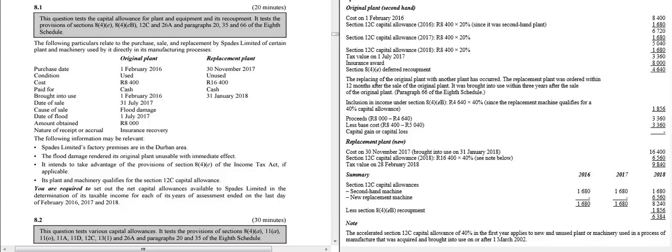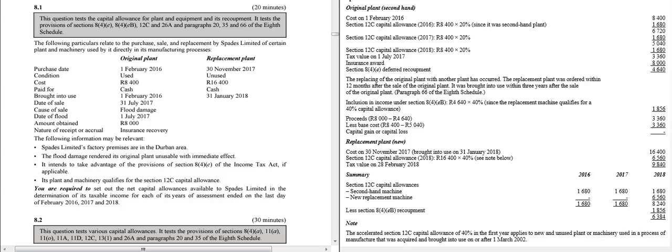So we need to do two things. We need to calculate whether we made a recoupment or a scrapping allowance, and we also need to calculate the allowable capital allowance on this asset. Okay, so that's the original plant, but we also replaced this plant on the 30th of November 2017 by an unused, in other words, a new manufacturing plant at a cost of 16,400. It was brought into use on the 31st of January 2018.